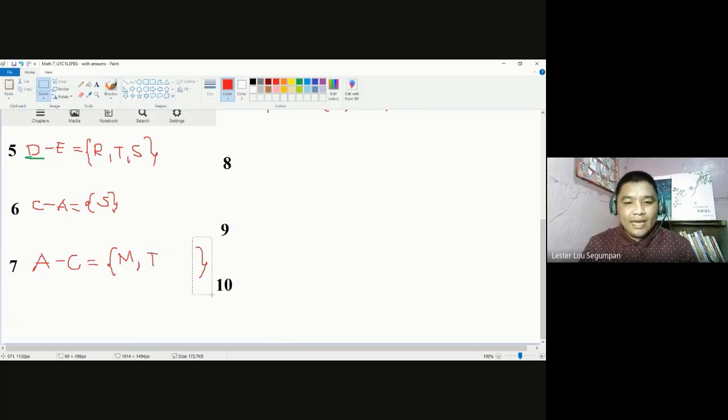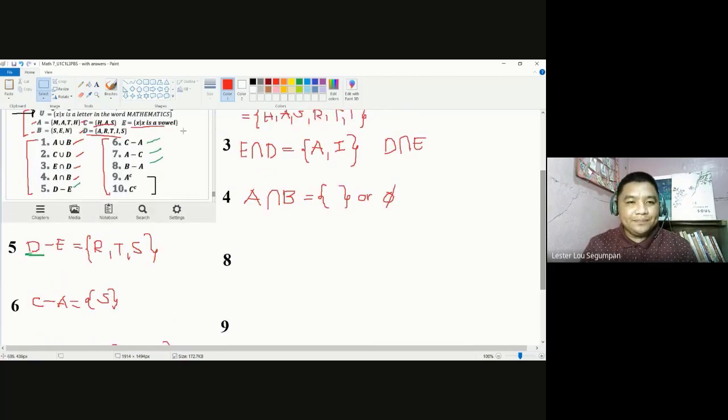What happened to set S, or rather, what happened to the element S? We cannot write it here because in the first place it's not found in set A. Look at the two results. When we interchange them, they are not the same. That is further proof that when we deal with set difference, we'll have different results. Let's proceed to number 8.